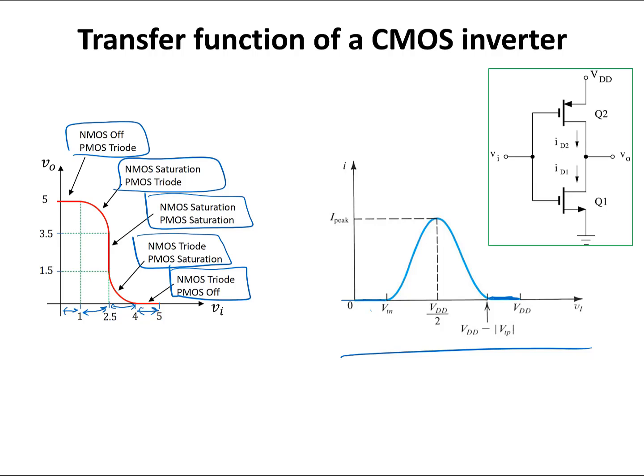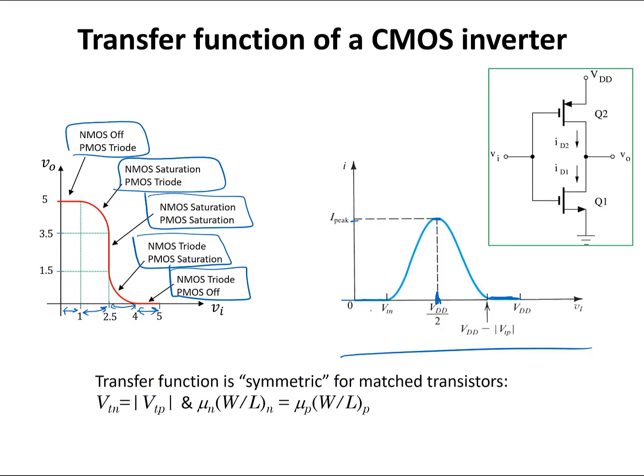When both of them are in the saturation mode, the highest current is going to flow from drain to source of these transistors, and this is the maximum current in this circuit, which happens when VI is equal to half of VDD. This graph for VI is symmetric because the parameters of Q1 and Q2 are equal, or they are matched. VTN is equal to absolute value of VTP, and Kn for Q1 is equal to Kp for Q2. As a result, it's going to be a symmetric graph.